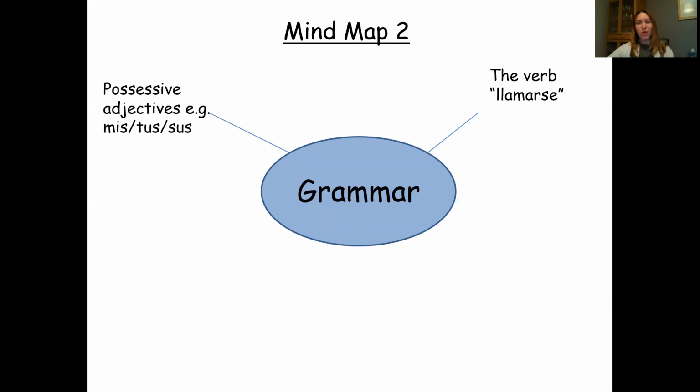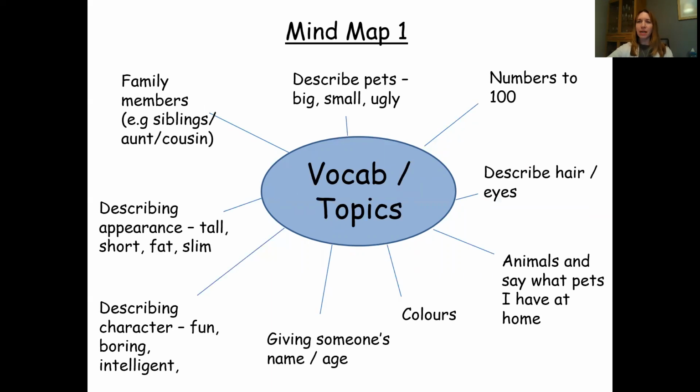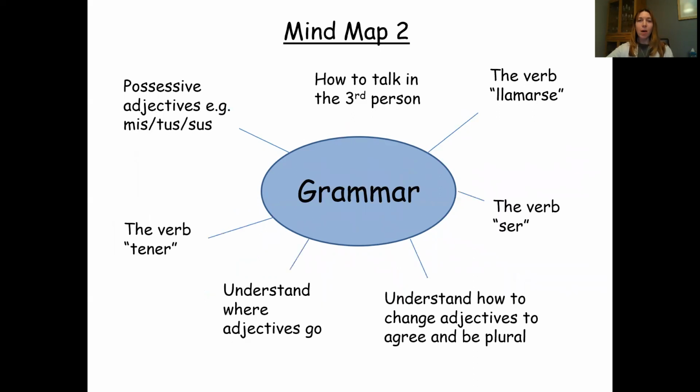Now I have done for you, as you can see, here's one I made earlier, a mind map of the vocab and topics with a lot more detail about what we have done. If you haven't managed to write all of that yourself by looking in your books, then it might be a good idea to pause this video and write that down so you've got a good, accurate summary really of everything that we've done.